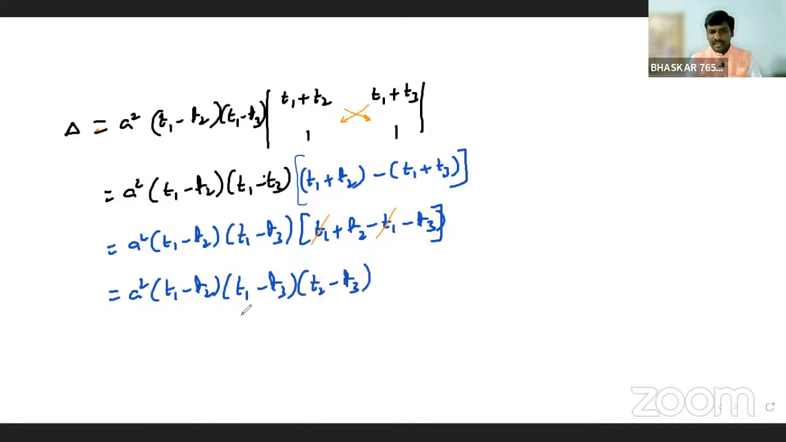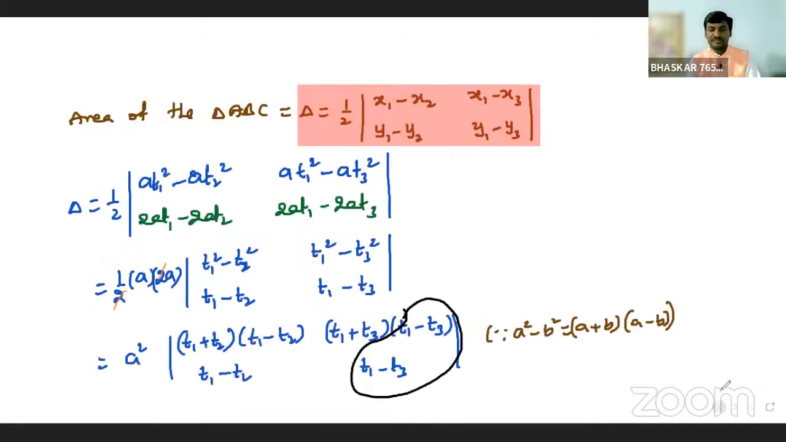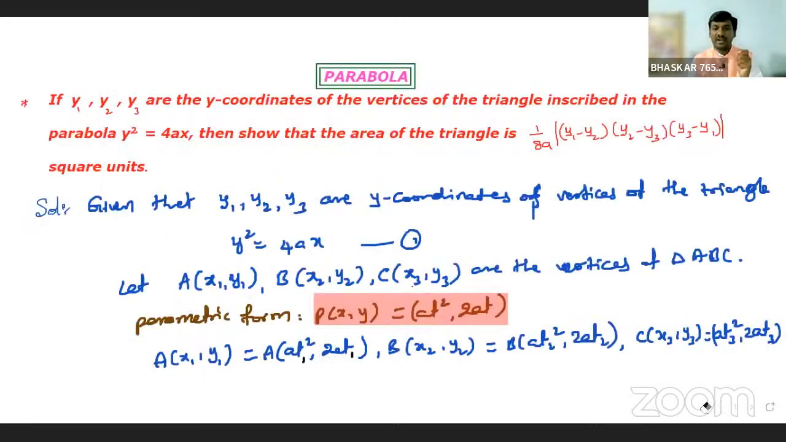So now we have t1, t2, t3. Do we have any values for t1, t2, t3? The final answer we want in terms of y1, y2, y3. Almost we are getting the answer, but the final answer we want in terms of y. So is there any relation between y1, y2, y3? We have the y1 value as 2a t1, y2 value as 2a t2, y3 value as 2a t3.